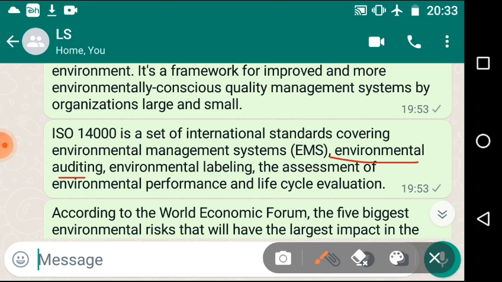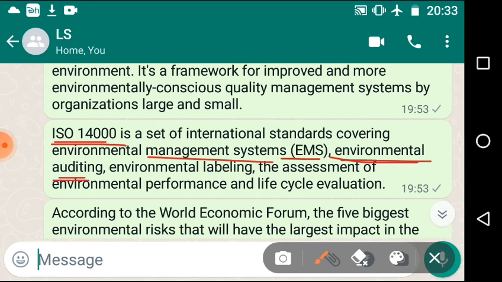Now, if I say in a simple way what is the main process of environmental auditing, I am discussing this more because the main pillars of ISO 14000 are the EMS, environmental management system, and environmental auditing.